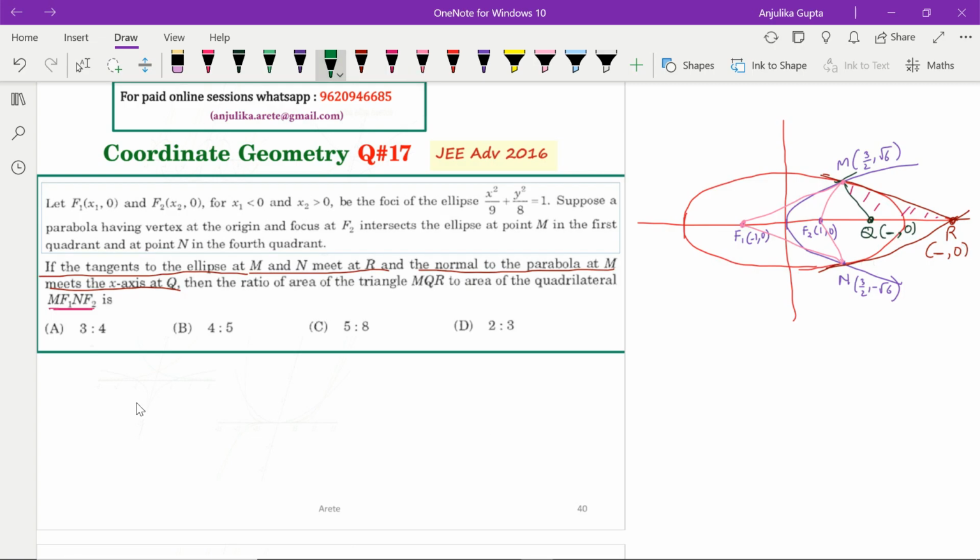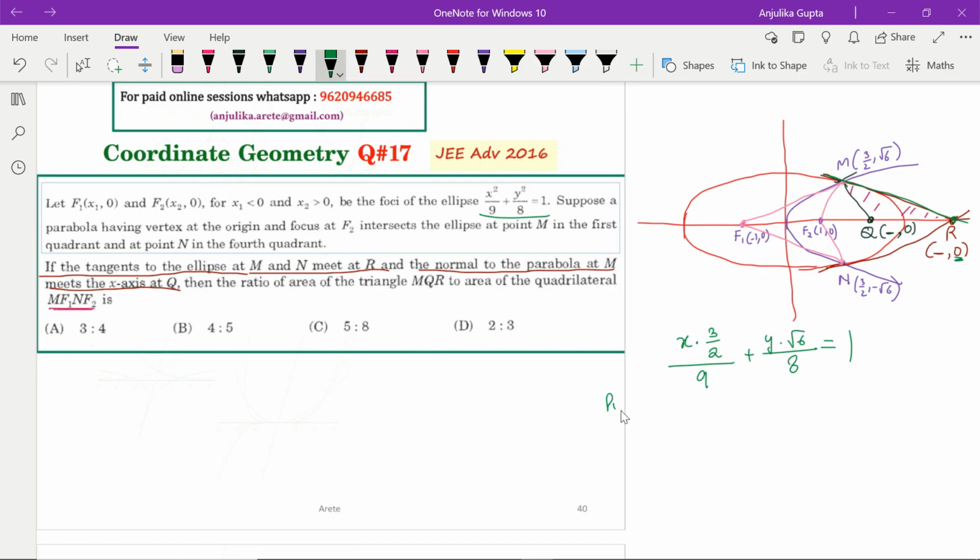Can you write the tangent equation at M for this ellipse? The point form of the tangent, I'm just directly writing it, where x1, y1 is the point: x1 x upon 9 plus y1 y upon 8 is equal to 1. That is the equation of this tangent MR. Now to get R, can I plug in y as 0?